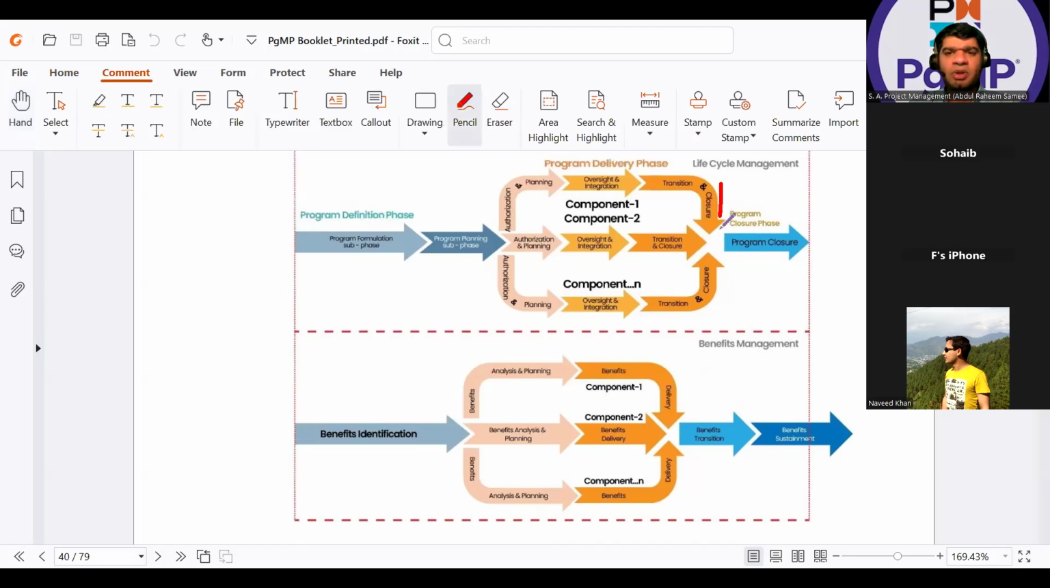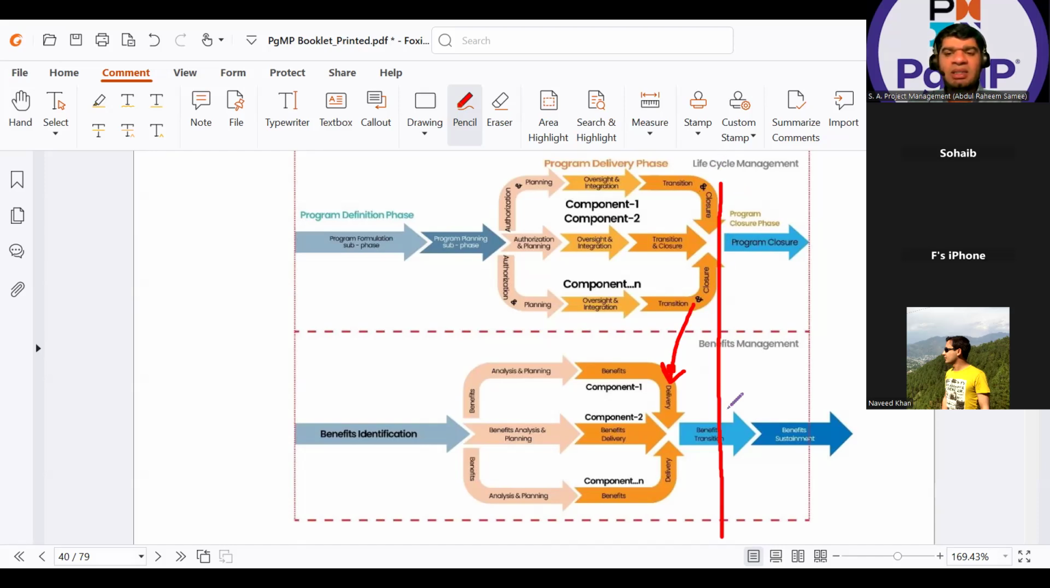Once each component delivers the benefits, if it is intended to deliver incremental benefits, then it means we can already start to transition the benefits. However, your program delivery phase will not be closed unless all your components have delivered the benefits. Only once all the components have been delivered can you close each component.